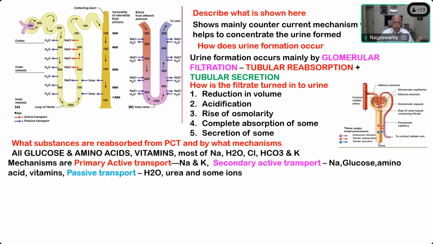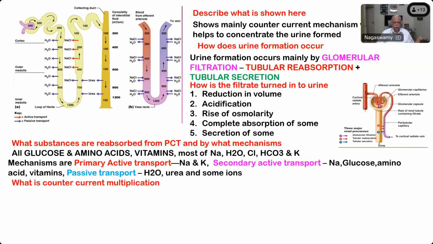The mechanism may be primary active transport, like for sodium and potassium, secondary active transport for sodium, glucose, and amino acids, and passive transport for water, urea, and ions. These three mechanisms. What is countercurrent multiplication? This picture, the first picture, showed the countercurrent mechanism. What is countercurrent multiplication?